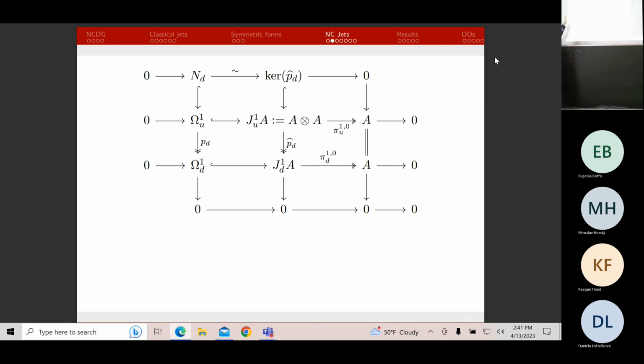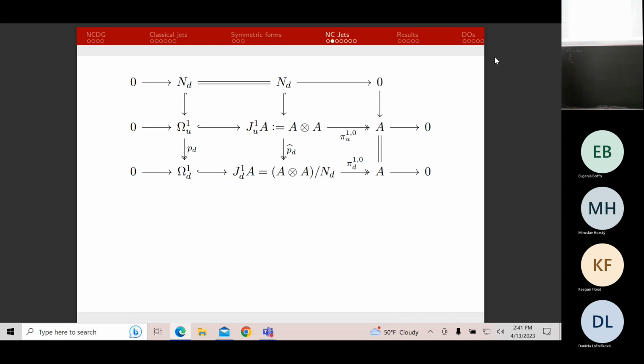Okay, good. But now this is not just a simple quotient, because if we look at the maps on the left, the inclusion of ND into omega 1 of u is an actual set theoretic inclusion, and the same for omega 1 of u into J1 of u. So we might as well identify the kernel of P hat D with ND. But now it turns out that this is a sub-bimodule of omega 1 of u, because the inclusions are bilinear, and this is a submodule. So we can define J1 of D to be A tensor A over ND.